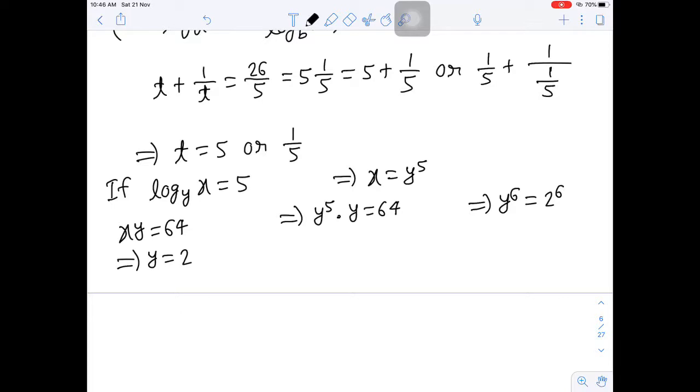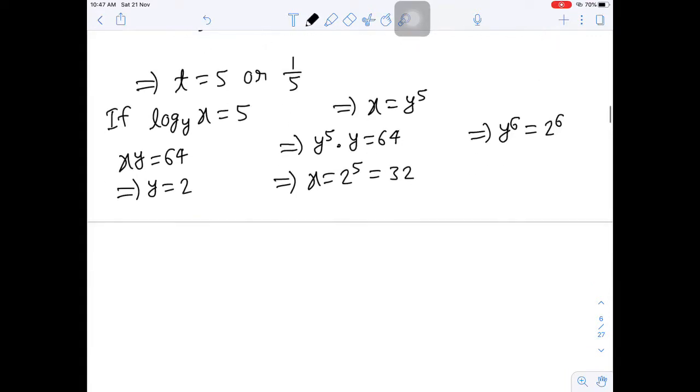Okay, now you got y equal to 2. Now to find x, it is nothing but y to power 5. So x will be 2 power 5. It will be nothing but 32. Okay, so one of the solutions a comma b, we can take it as x comma y. X is 32 and y is 2.